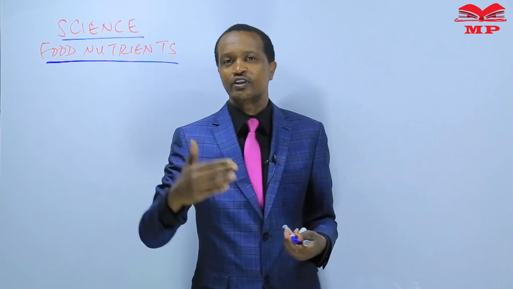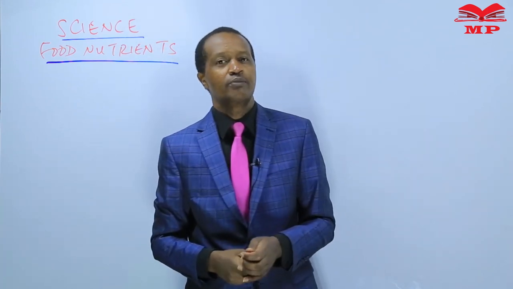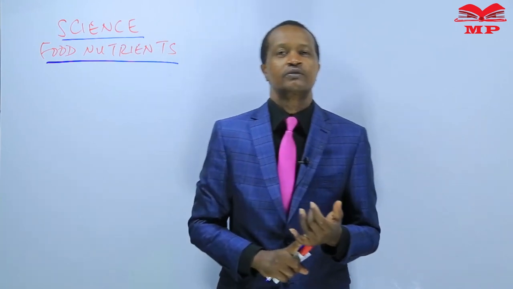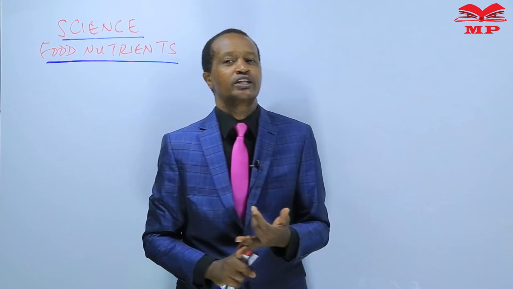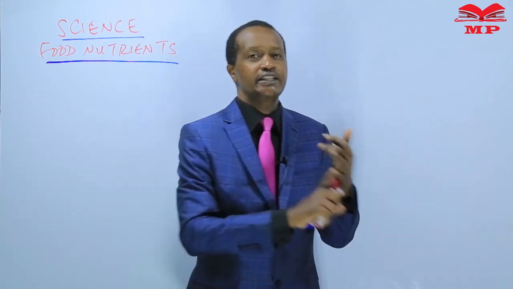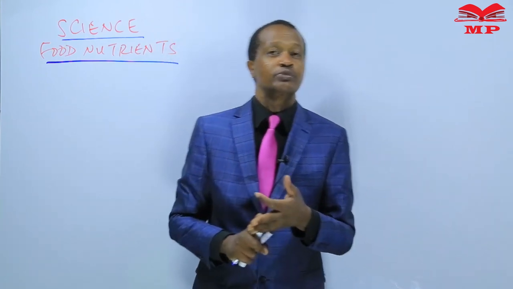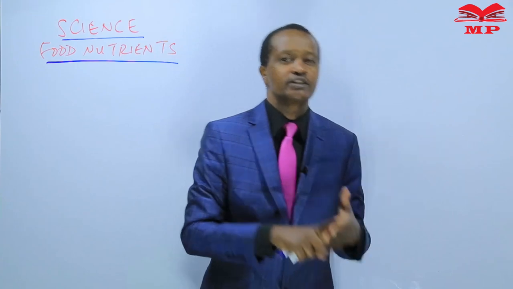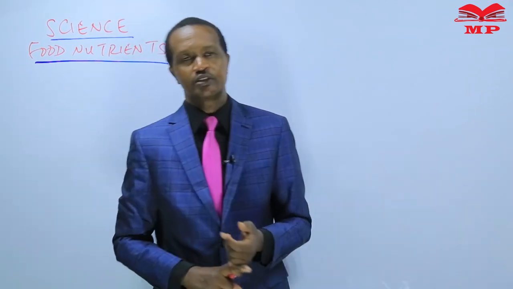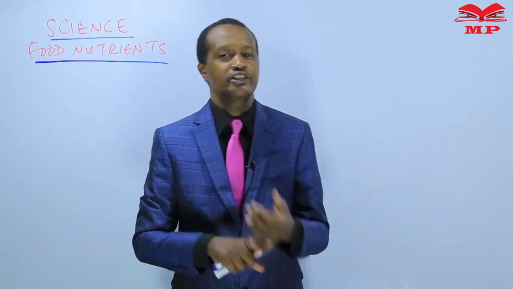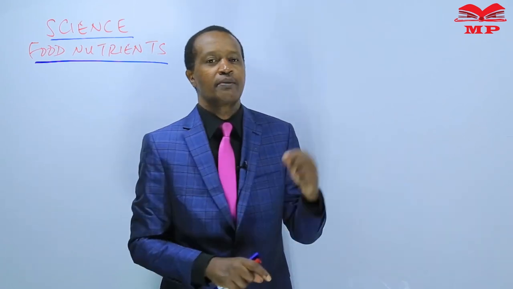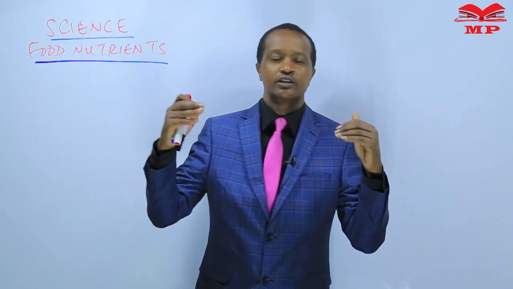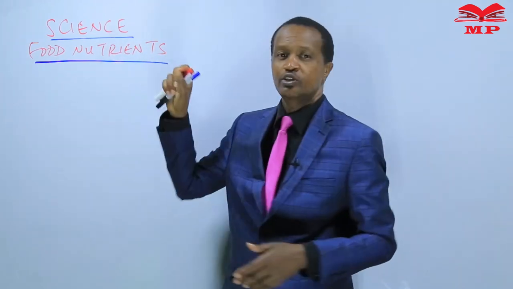Now, learners, by the end of this topic, it is expected that you should be able to, number one, state the nutrients found in various foods. Number two, state the importance of water and fiber in a diet. Number three, identify some nutritional deficiency diseases, their causes, and symptoms. Then describe measures for their prevention. So that is what we are expected to cover in this topic known as food nutrients.